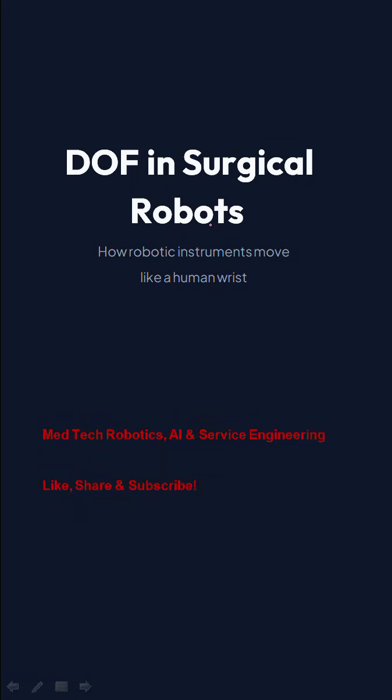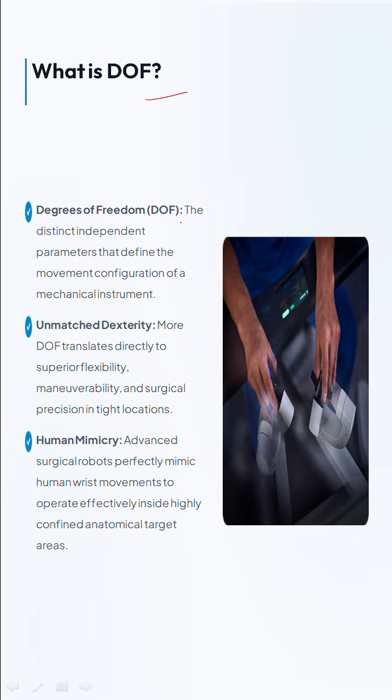How surgical robots mimic the human hands. It comes with DOF, that is called the degree of freedom, in a surgical robot. So what is degree of freedom? The degree of freedom is a distinct independent parameter that defines the movement configuration of a mechanical instrument. So we will use the surgical instrument in a number of ways we can manipulate the surgical instruments. That is called the degree of freedom.